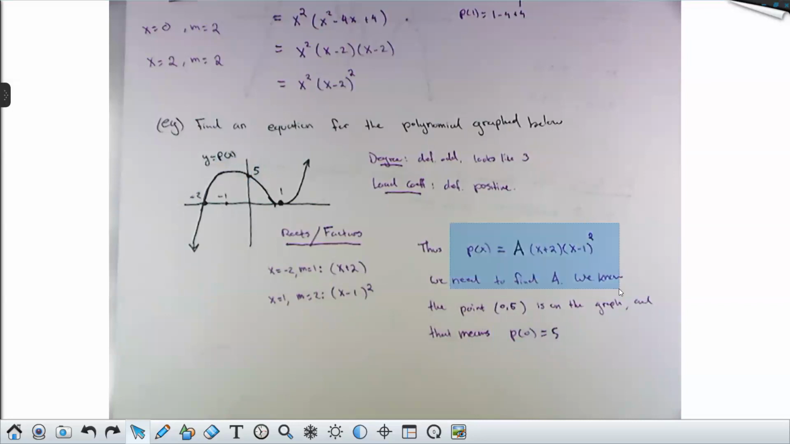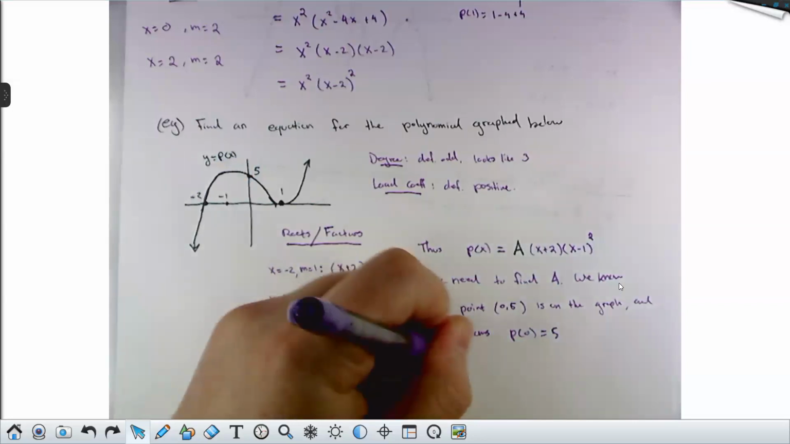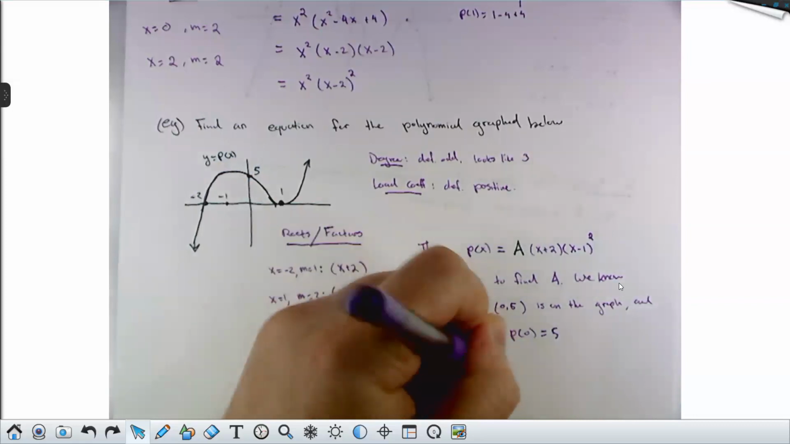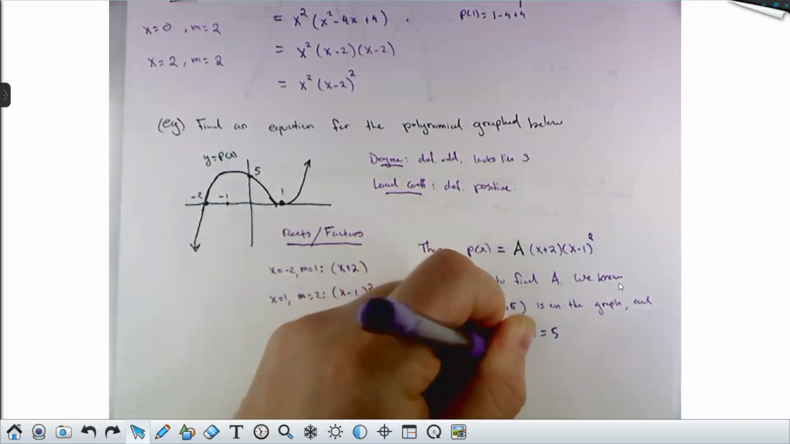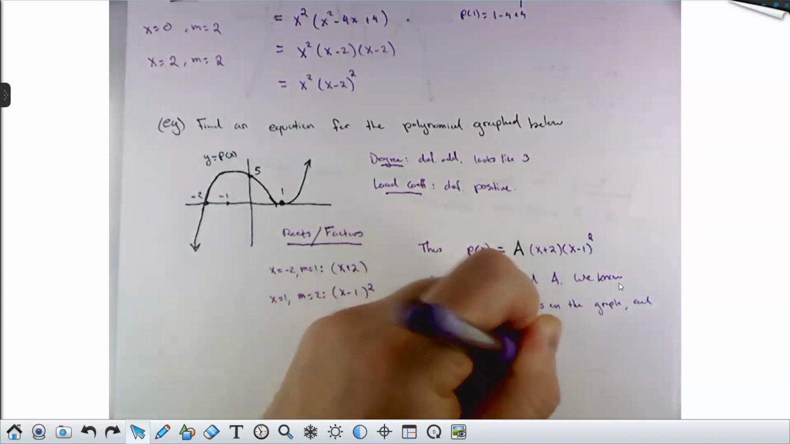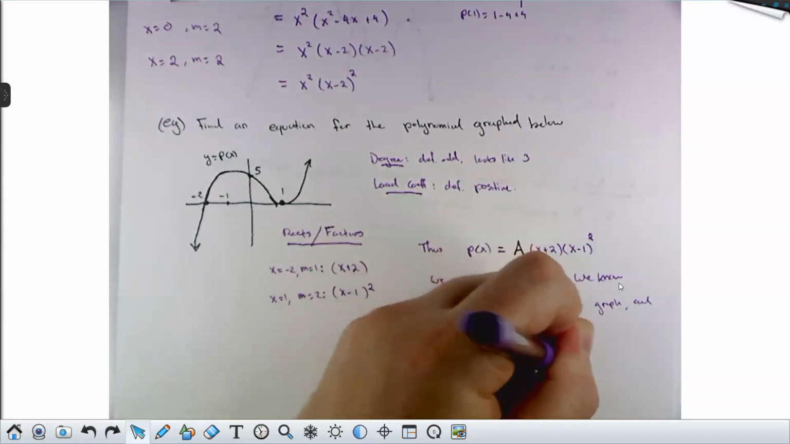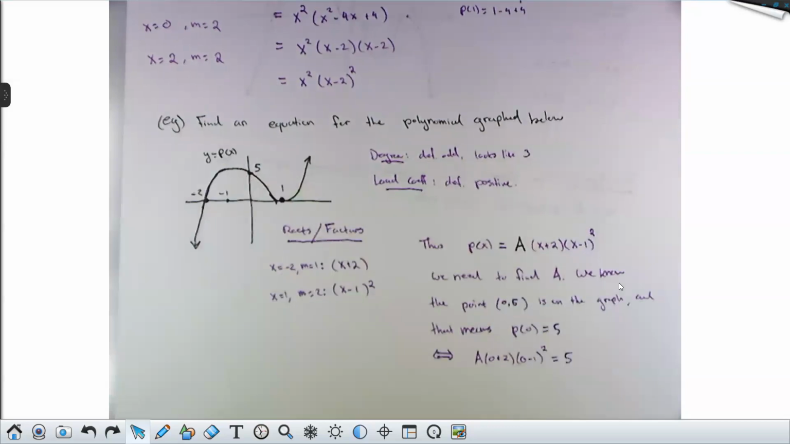And now what is P of 0? Okay, well, P of 0 is A times 0 plus 2 times 0 minus 1 squared. And that's equal to 5. This stuff that I just wrote down on the left-hand side is P of 0, because P of X is A times X plus 2 times X minus 1 squared. I'm just plugging in 0 here and saying, I know that should be equal to 5 because P of 0 is 5. Now this we can use to solve for A.